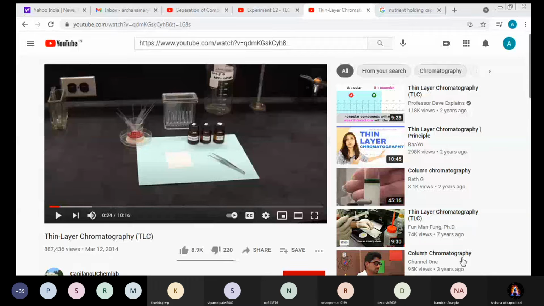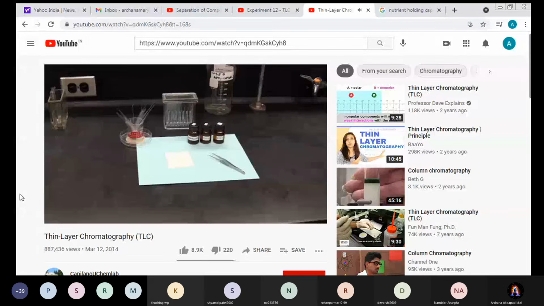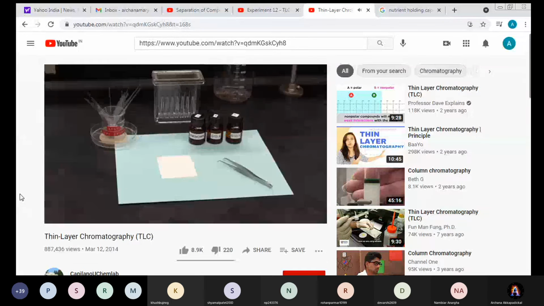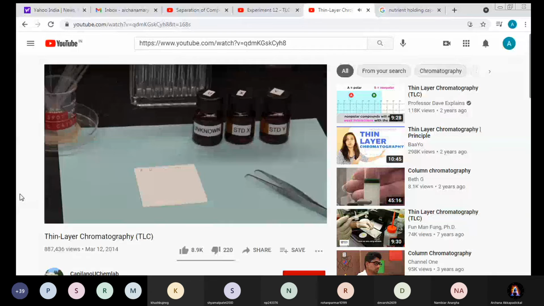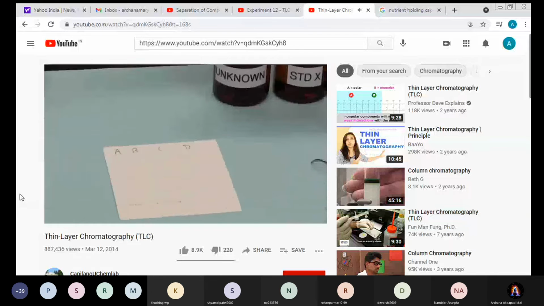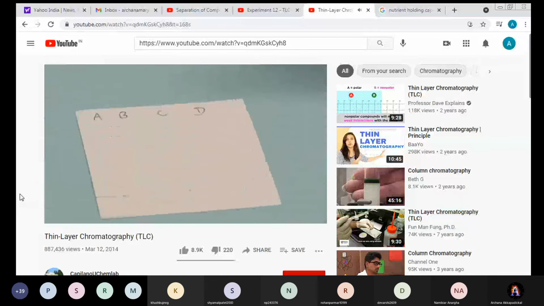Or procedures used in TLC. And for information on the theory, you can check your lab manual or lab guide. Separation occurs on a thin layer of silica on top of a solid support, such as a sheet of glass or a sheet of plastic as seen here. And this is called the TLC plate.